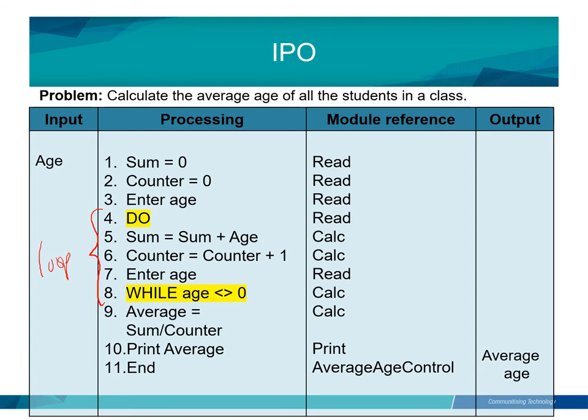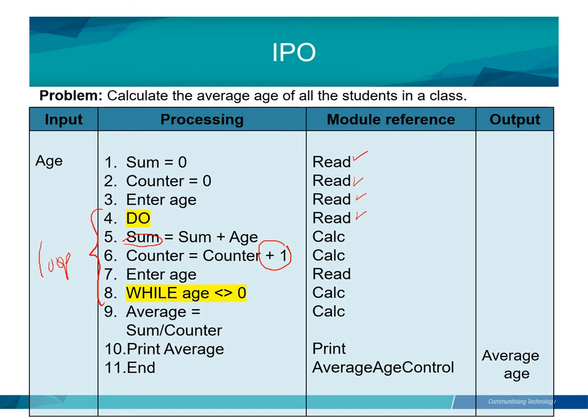Remember that we have accumulating and incrementing. We have incrementing by using a counter, which will loop to increment by 1, while the sum here is accumulating, which is to accumulate a total age according to the number of loops. We have the module reference that reflects the IC, which is sum, counter, and enter age are the modules for the read. Together with line number 4, which is looping, we're going to read this loop.